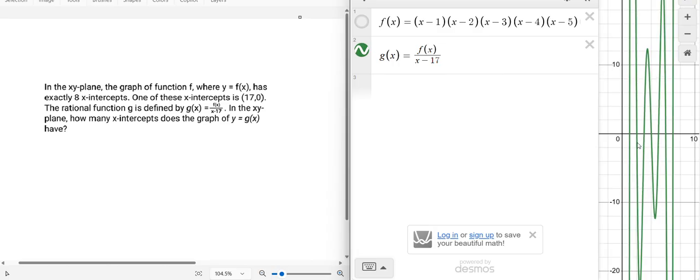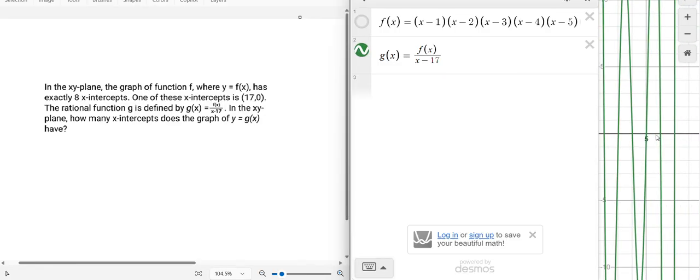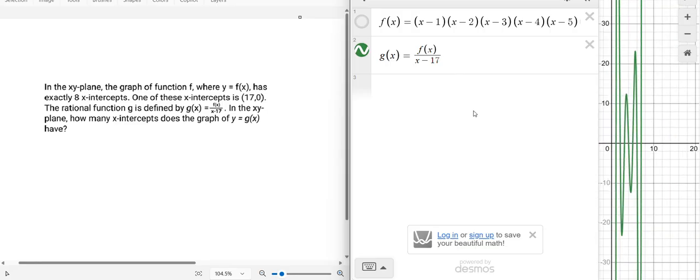So how many x-intercepts does g(x) have? 1, 2, 3, 4, 5, 6, 7. So there are exactly 7 intercepts in g(x), so our answer will be 7. This is so simple, guys, if you do it in Desmos. Hope you like this video. Thank you.